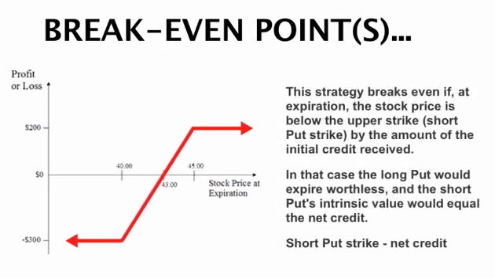With break-even points on this bull put spread, the strategy breaks even if at expiration the stock price is below the upper strike. So again, this is the short strike price, or the short put option, by the amount of the initial premium. You can see that our strike price on the upper strike is 45. So the break-even point would be 45 less the initial premium that we received. That would create this area here at 43, which would be virtually where our option breaks even.